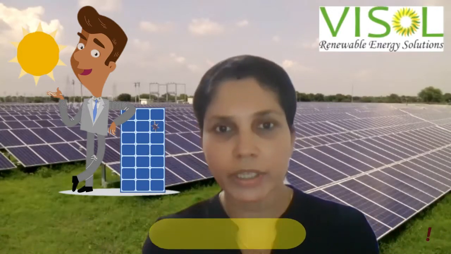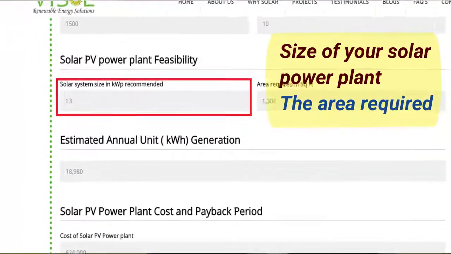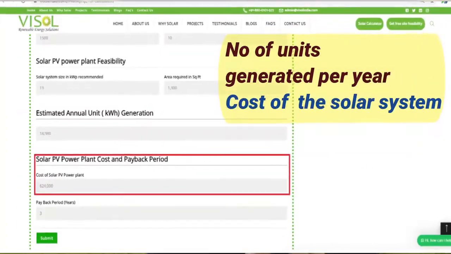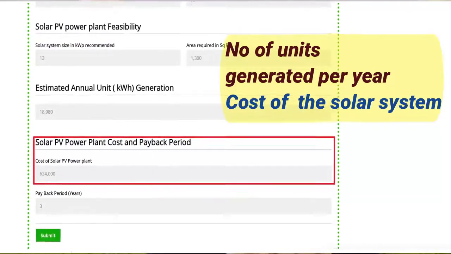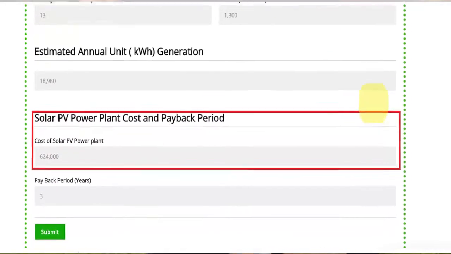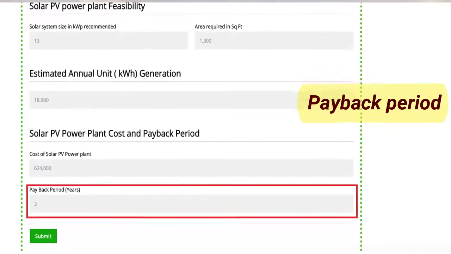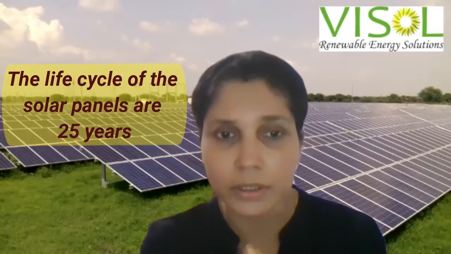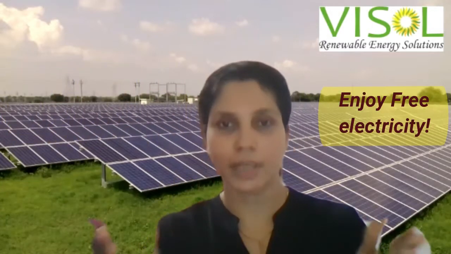The output that you get is the size of your solar power plant, the area required, the number of units generated per year, the cost of the solar rooftop or the ground mounted power plant, and more importantly, the payback period in number of years. The life cycle of the solar panels is 25 years. So beyond your payback period, you can enjoy free electricity.